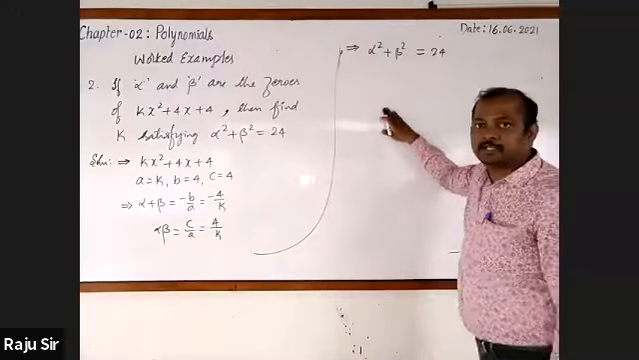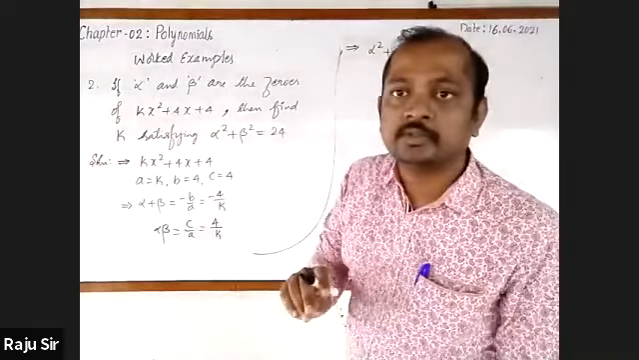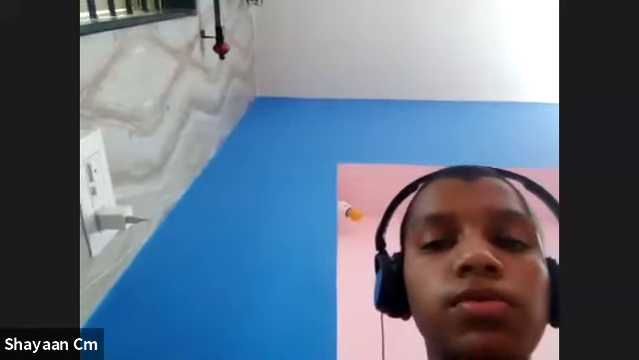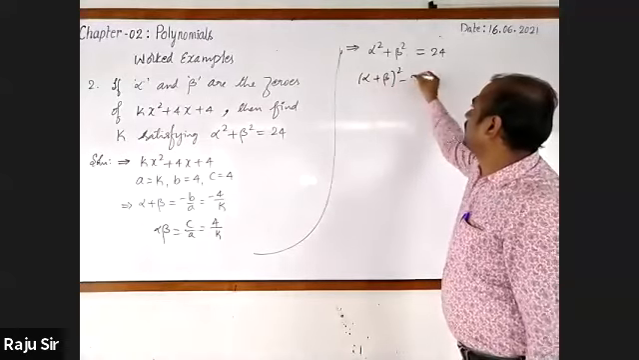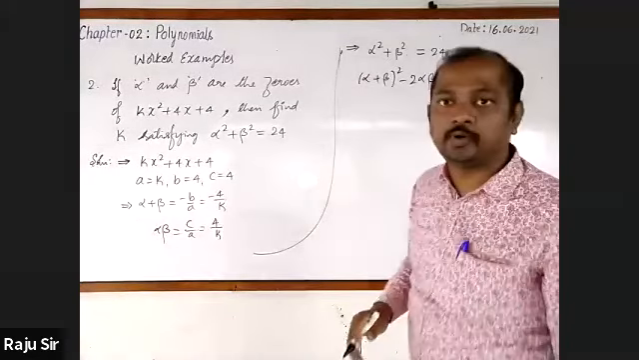Alpha square plus beta square can be written as alpha plus beta whole square minus 2 alpha beta, which is equal to 24.